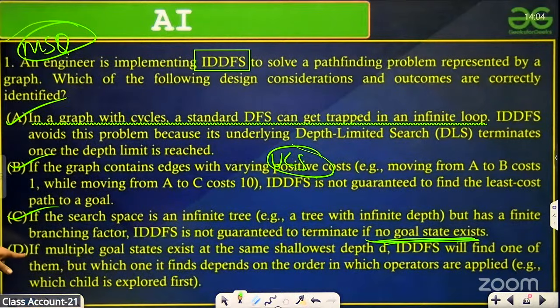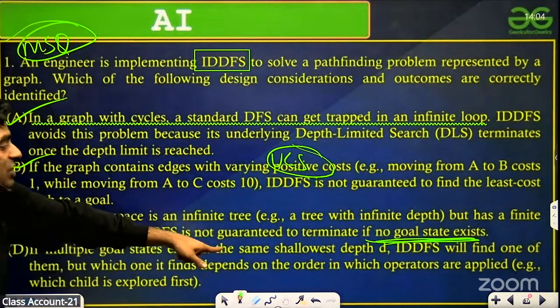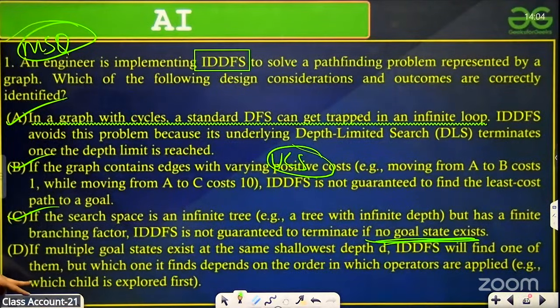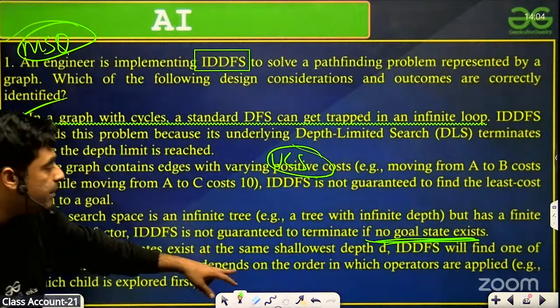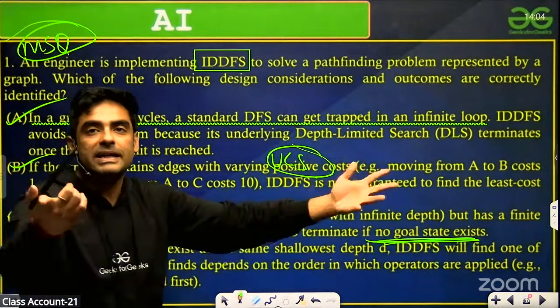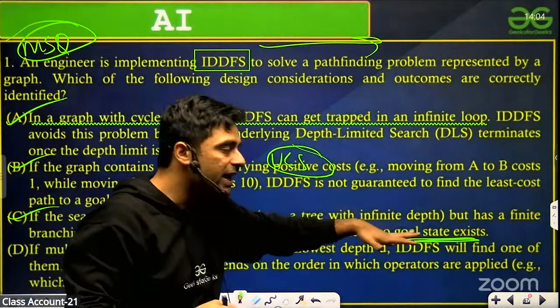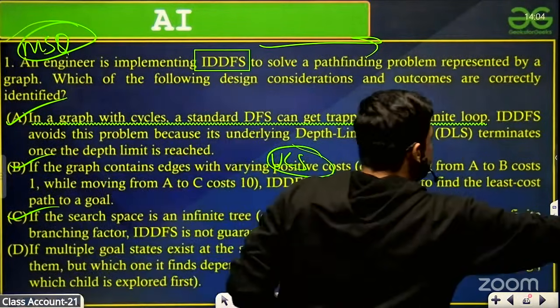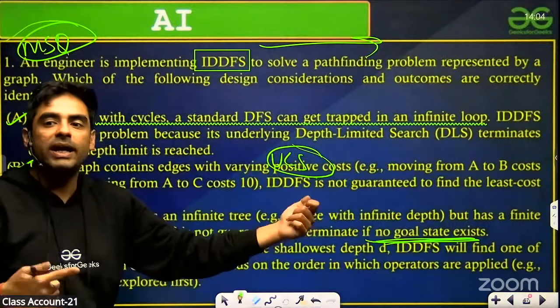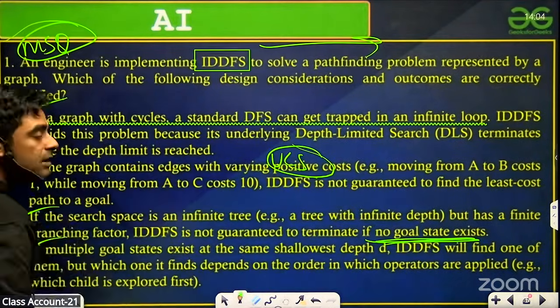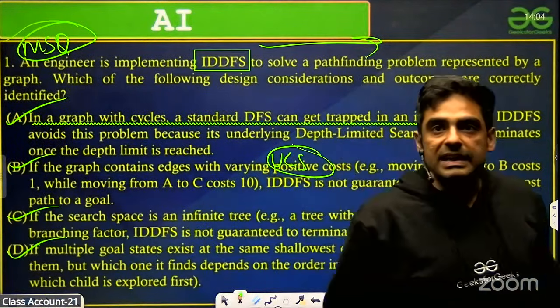Okay, and if multiple goal states exist at the same shallowest depth d, IDDFS will find one of them, but which one it finds depends on the order in which operators are applied. That is right. If it is going from left to right, the first goal from the left will be found. If it is going from right to left, the first goal from the right will be found. I hope you are getting this. So option D is also correct here.